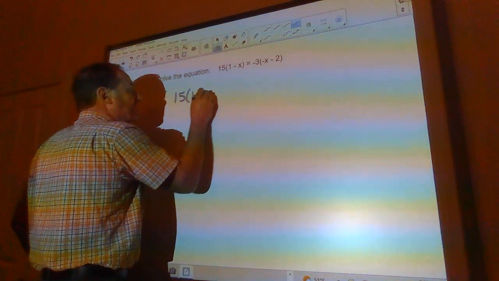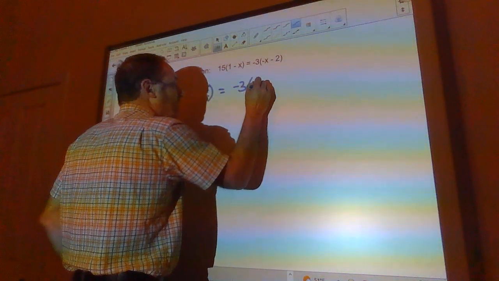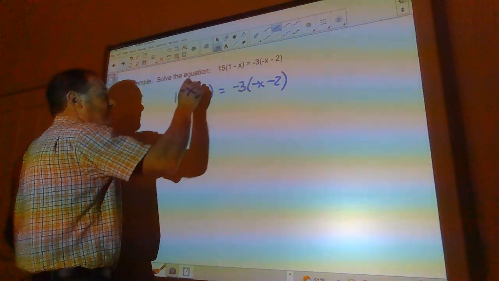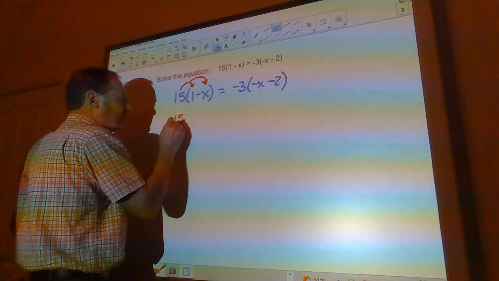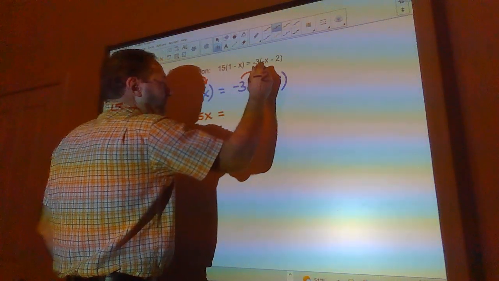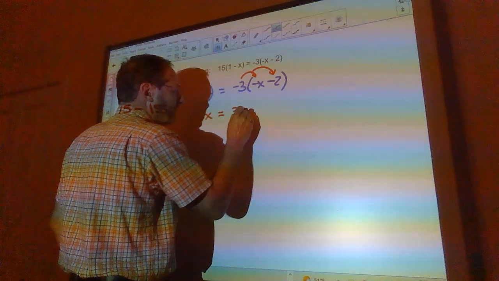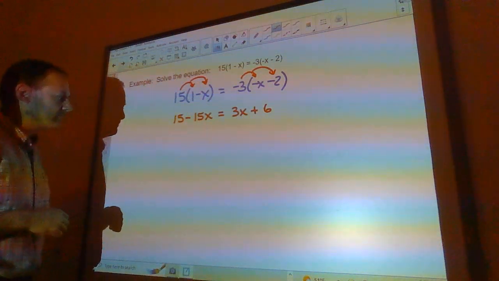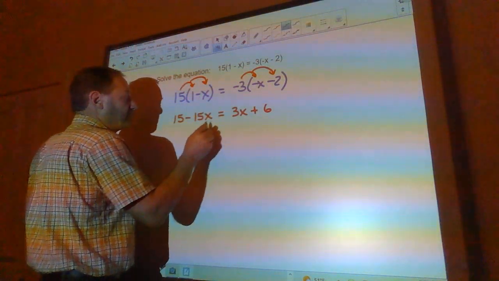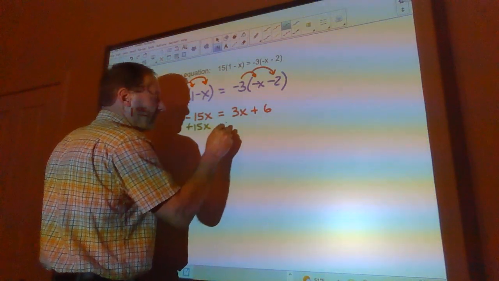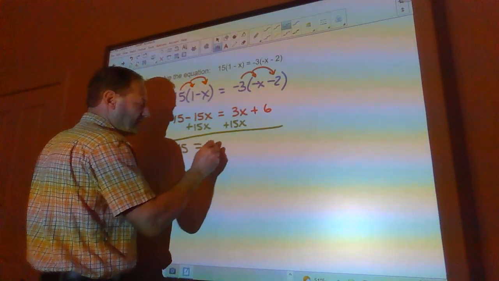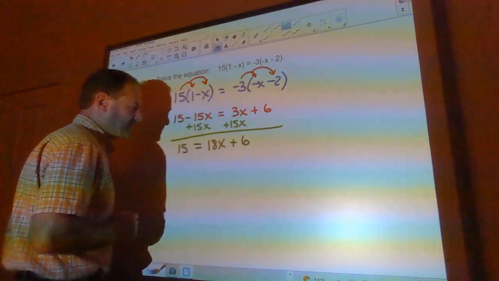15 times 1 minus x equals negative 3 times negative x minus 2. Of course, the first thing we're going to do is distribute the 15 on this side. That gives me 15 minus 15x equals, and I'm going to distribute my negative 3 on this side. That gives me positive 3x plus 6 over here. Like I said earlier, I like to keep things positive, so I'm going to move my 15x over here. 15 is going to equal 18x plus 6.